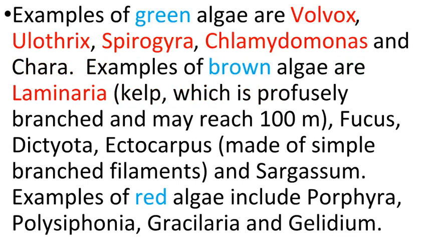Examples of green algae are Volvox, Eulothrix, Spirogyra, Chlamydomonas and Chara. Examples of brown algae are Laminaria, kelp, which is profusely branched and may reach 100 meters, Fucus, Dicteata, Ectocarpus, made of simple branched filaments, and Sargassum. Examples of red algae include Porphyra, Polysiphonia, Gracilaria and Gelidium.